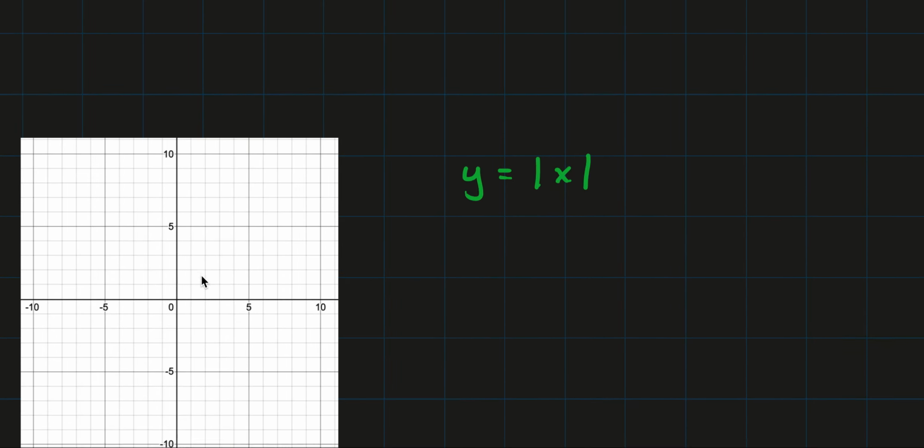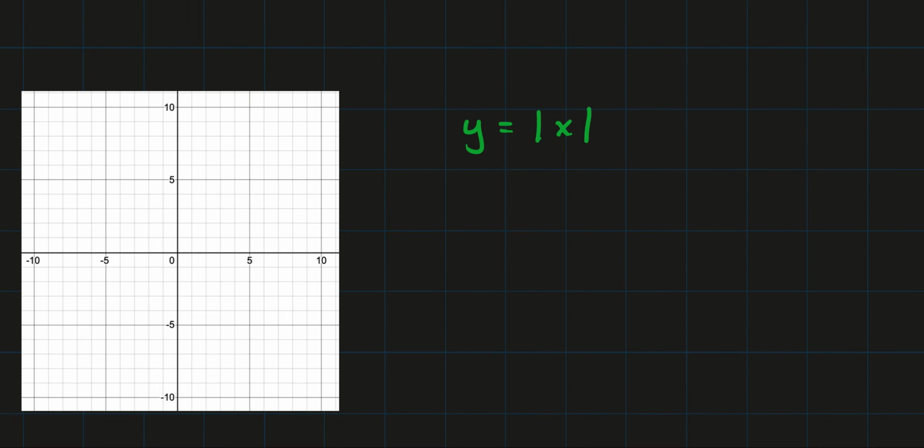Let's look at one more example, and then we'll be done with symmetry. Here I have the absolute value function. So y is equal to the absolute value of x. You have to understand a few things about the absolute value function.